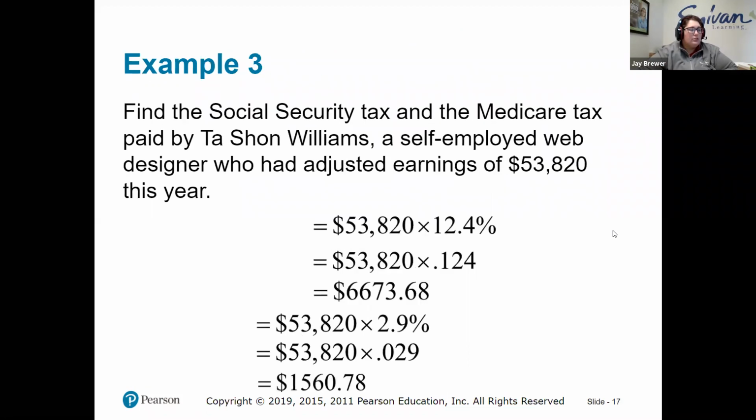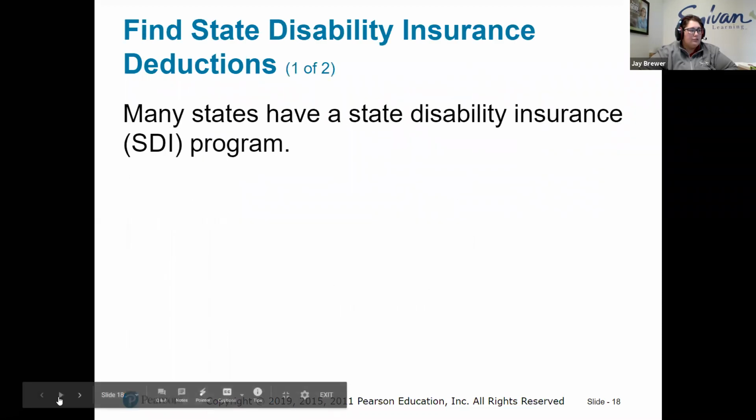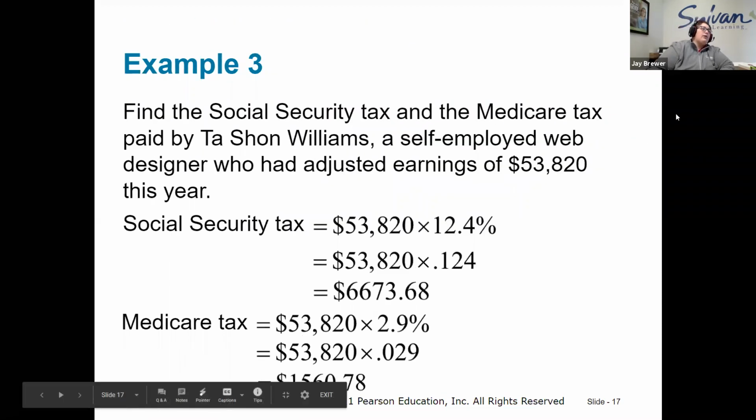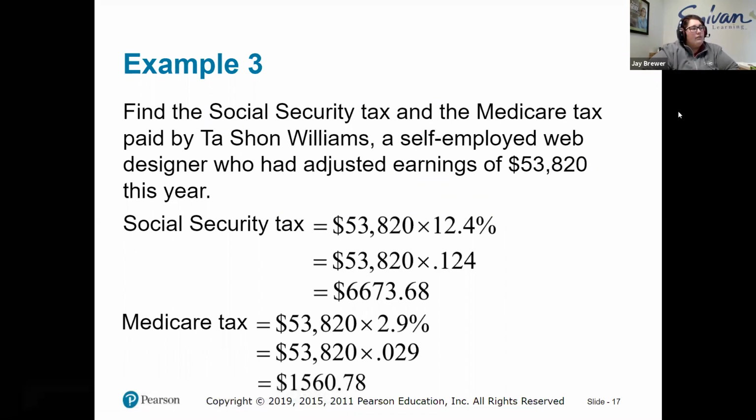All right, so definitely pay attention to the different kinds of situations that Pearson's going to throw at you. Here's an example. Find the Social Security tax and the Medicare tax paid by Tashawn Williams, a self-employed web designer who had adjusted earnings of $53,820 this year.